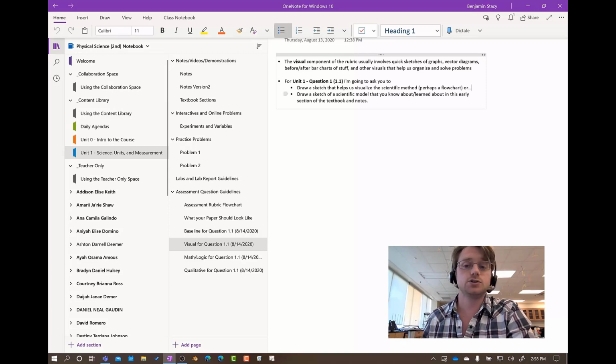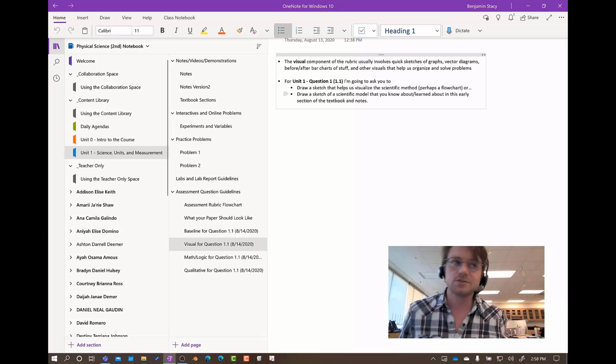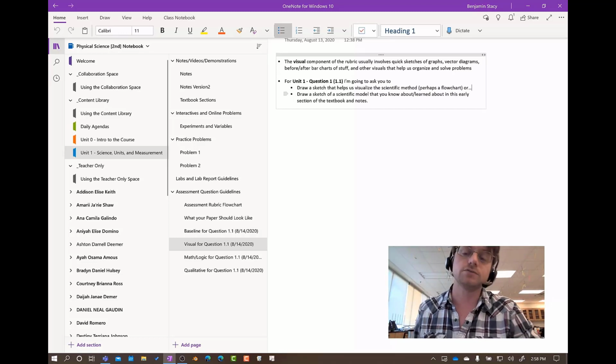I'm not going to ask you to draw a particular one. I just want you to practice sketching and getting used to having a diagram as part of your assessment. So you'll get either scientific method or just sketch some scientific model you know about. If you don't know about any scientific models yet, there's an example in the first section of notes and the first section of the textbook, but you could also search for one.